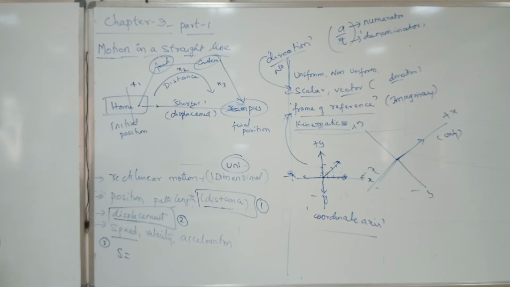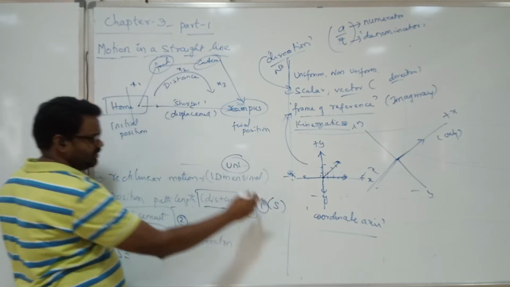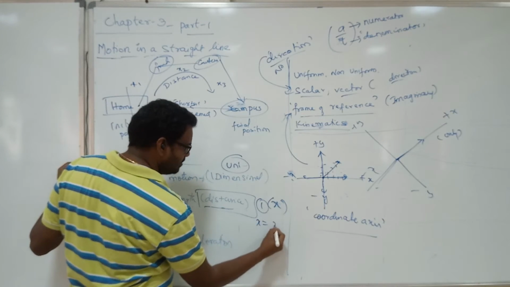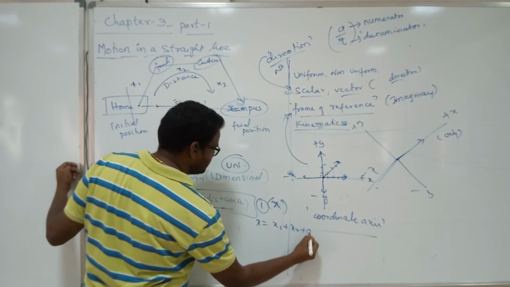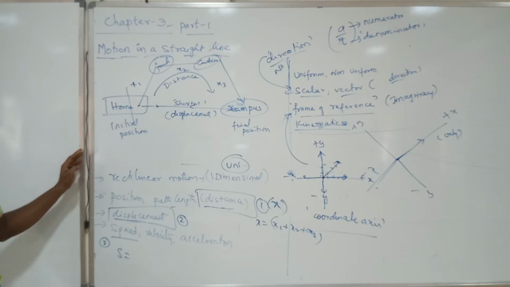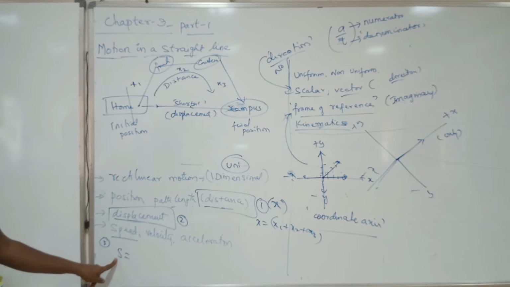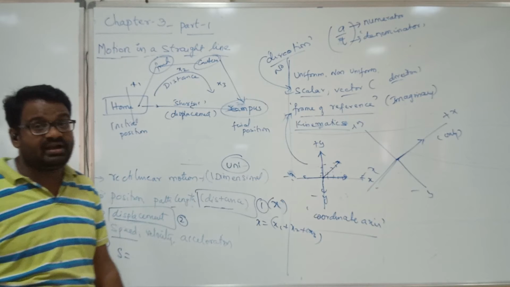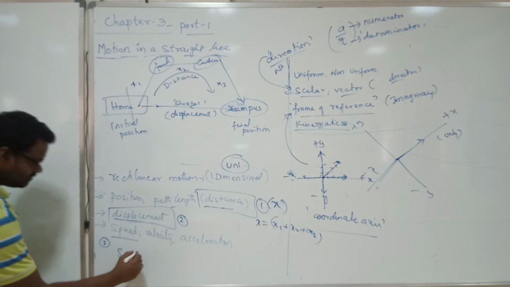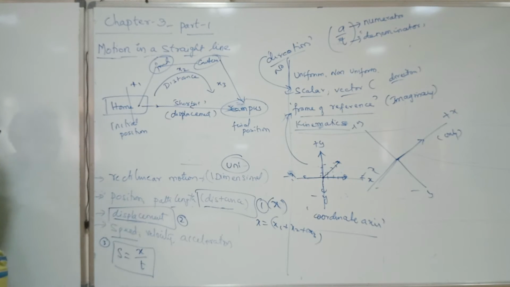Now let us talk about the mathematical formulas. If distance is denoted by s, and I have taken x1, x2, let me call this the x direction. What is the total path length? Sum of all the distances. Distance traveled is equal to the sum of all the distances. Speed is defined as the rate at which distance is traveled, that means the ratio of x with time.